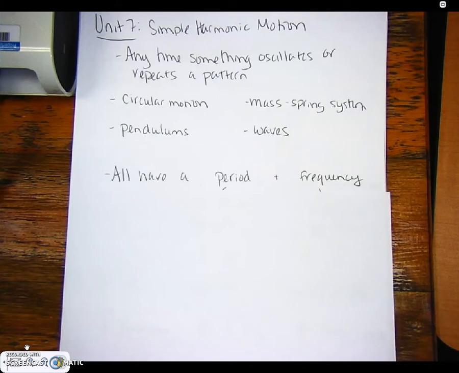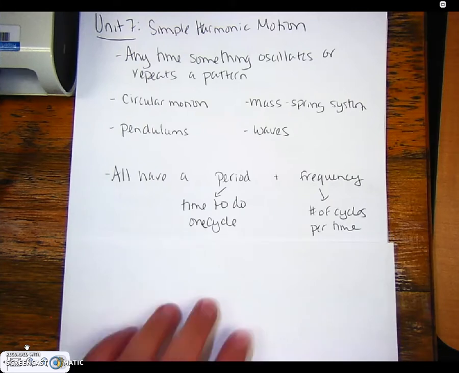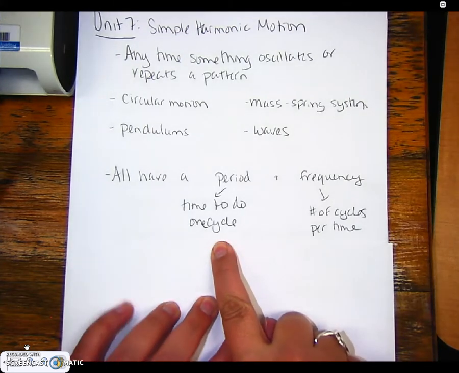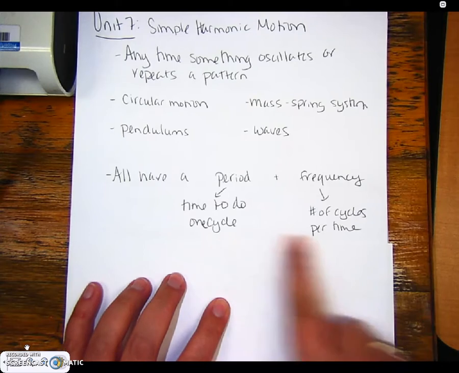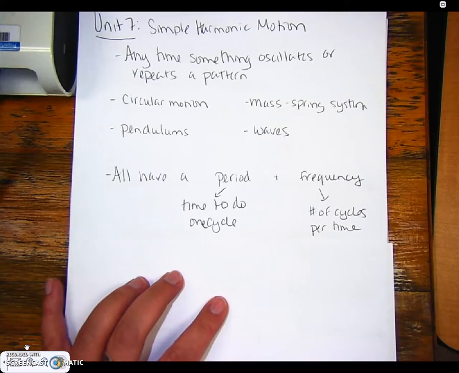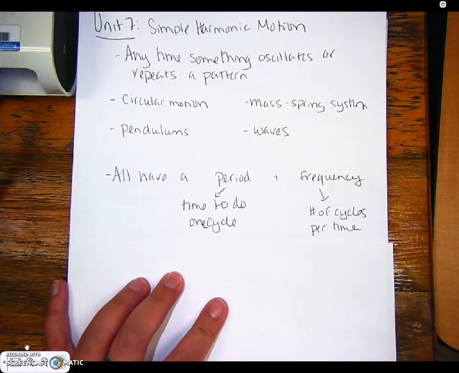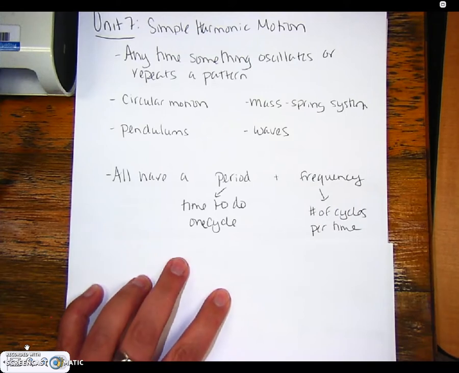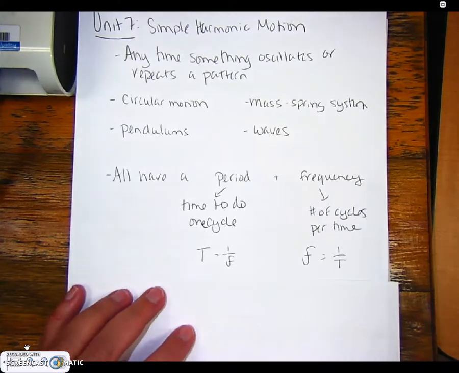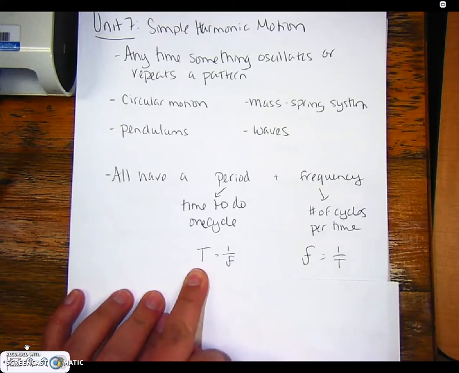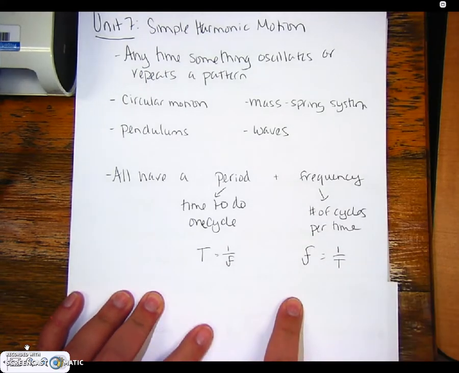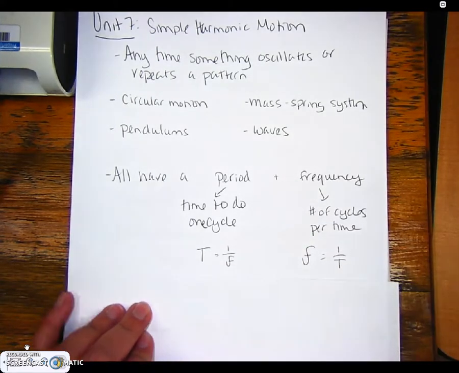So anything that is undergoing simple harmonic motion or repeating a pattern is going to have both a period and a frequency. The period is the amount of time that it takes to complete one cycle of the oscillation or repeat one pattern. Frequency is the number of cycles or oscillations that happen per unit time. So they are inverse to one another, and the equations are that T, or the period, is equal to 1 over the frequency, or frequency is equal to 1 over the period.